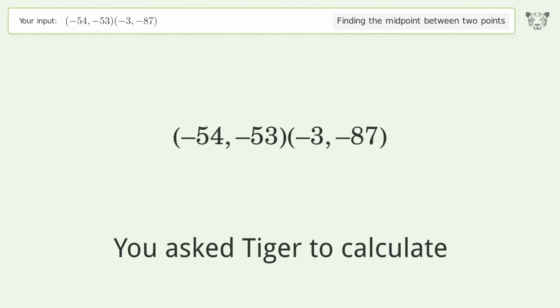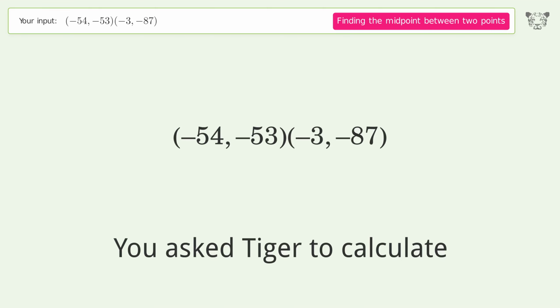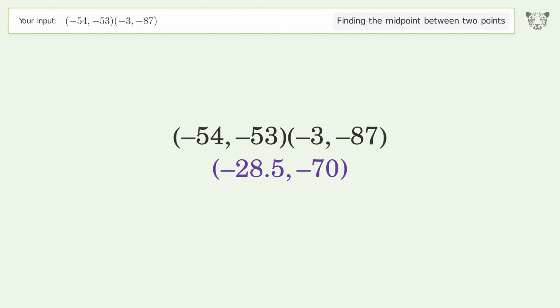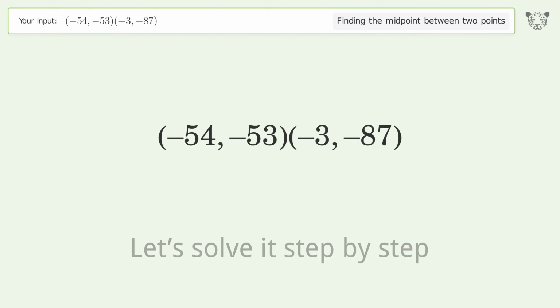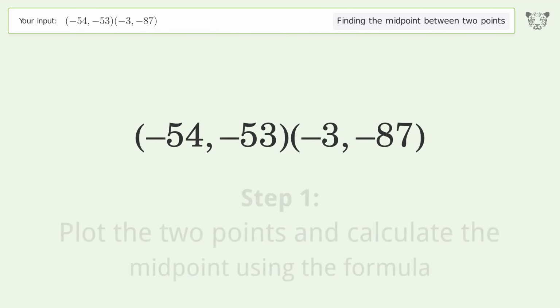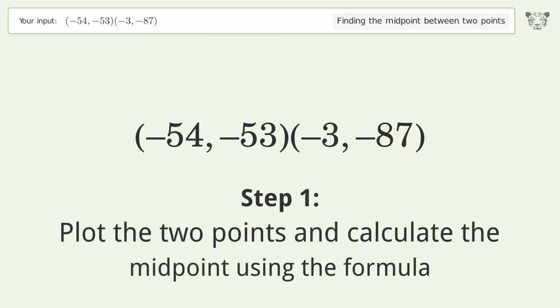You ask Tiger to calculate. This deals with finding the midpoint between 2 points. The midpoint between the 2 points is -28.5, -70. Let's solve it step by step. Plot the 2 points and calculate the midpoint using the formula.